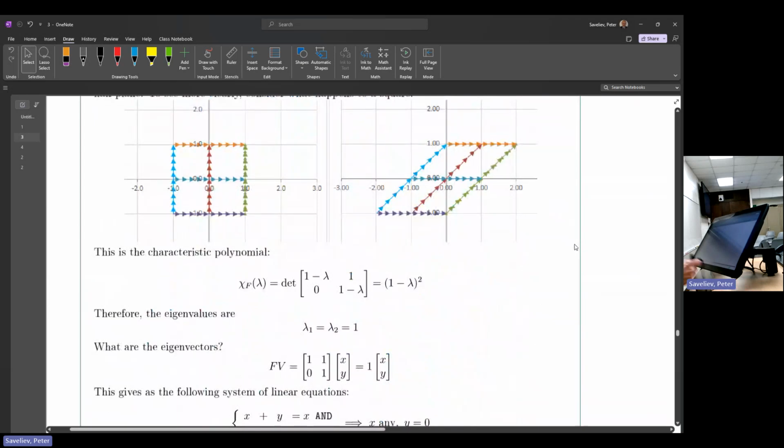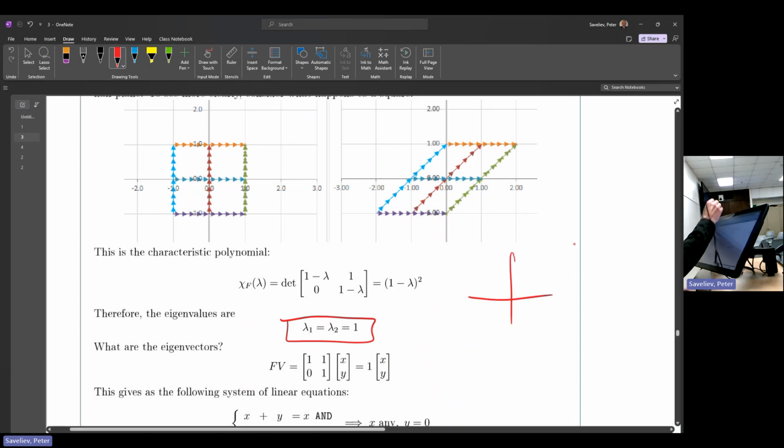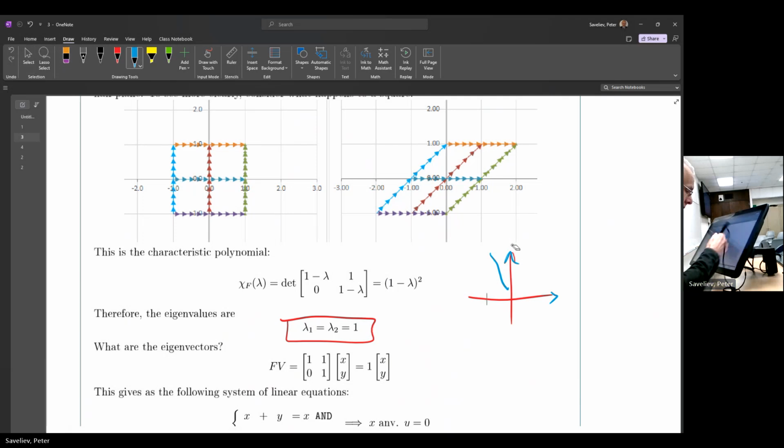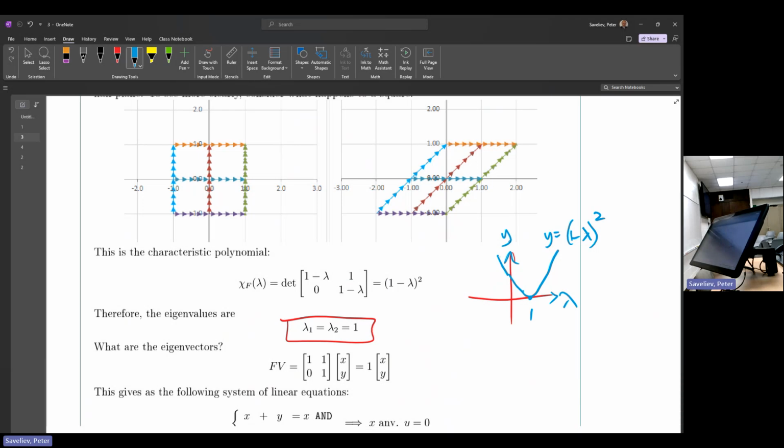So this is a special case when the two eigenvalues are equal. So in other words, the characteristic polynomial touches the x-axis like this. Okay, so this is 1 minus lambda squared. So, and this is 1. Okay. So that's a different case, and so that's what produces this particular effect.